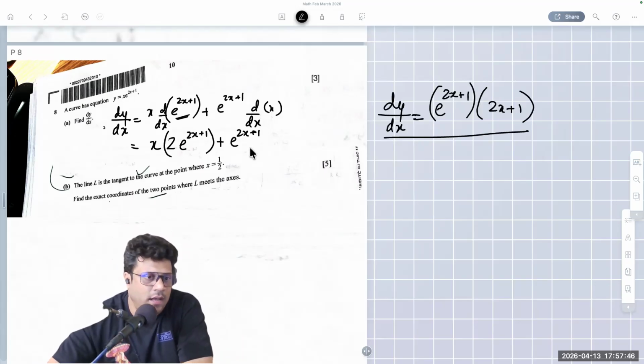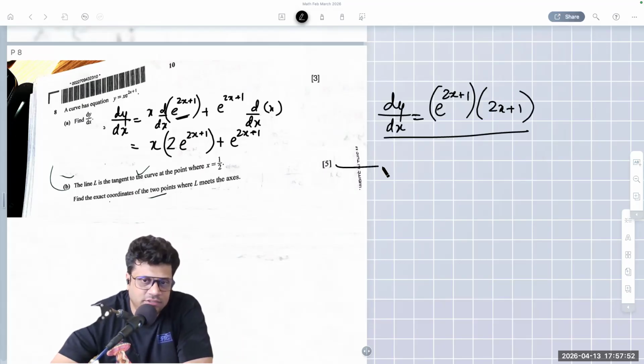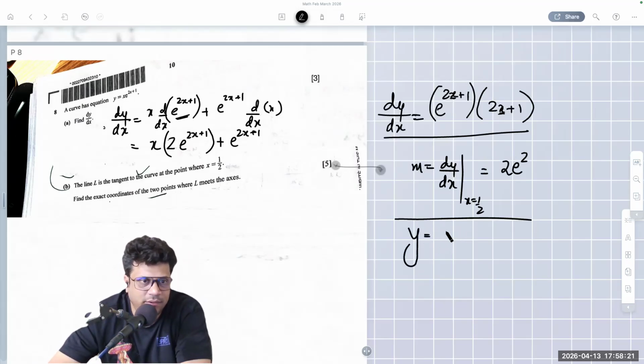Okay. Now the line L is tangent to the curve at x equal to 1 by 2. Okay, so let's do this one now. I can find out the m value at x equal to 1 by 2. And that is going to be e to the power of 2 into 2, when you substitute x equal to 1 by 2 here and there. E to the power of 2, and 2e square. Okay. And I can find out the y corresponding to x equal to 1 by 2. It's going to be 1 by 2 e to the power of 2. So e square by 2.